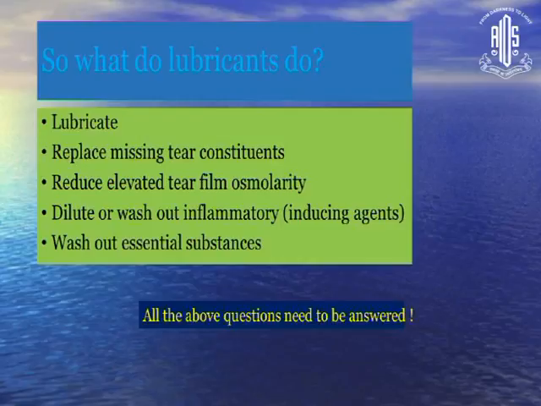So what is the aim? The aim of any lubricant essentially is, of course, to lubricate the interpalpebral area, replace the missing tear constituents, reduce the elevated tear film osmolarity, dilute or wash out the tear inflammatory or inflammation inducing agents, but also we must remember that they can wash out the essential substances which the tear film is producing for its own defense or for the defense of the ocular surface. So it is not as if a lubricant every minute is going to be superior to a lubricant put twice a day or 4 times a day.